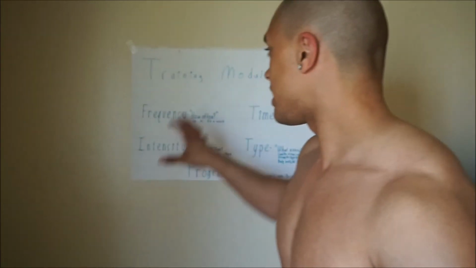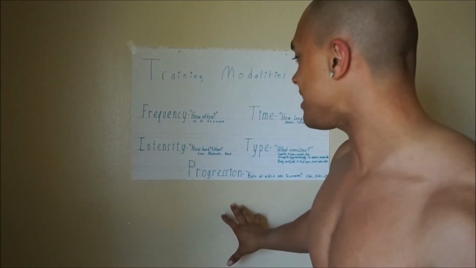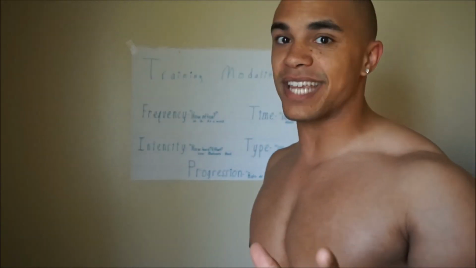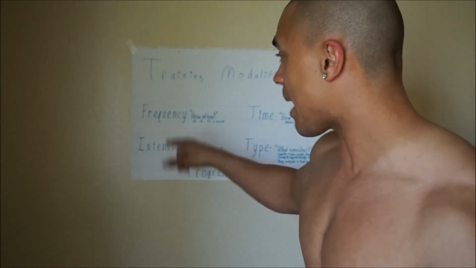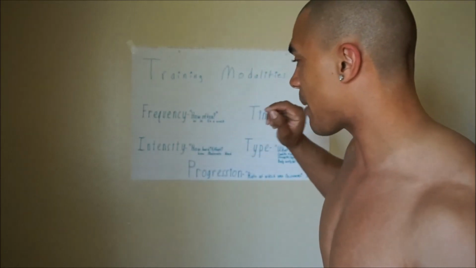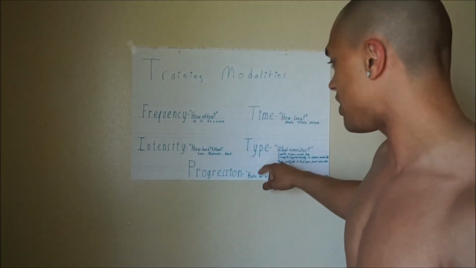So these are the 5 training modalities, and these are things that you must take into consideration. If you are really serious about reaching your goals, then you must be properly implementing these, okay? So you need to figure out the proper frequency for whatever you're doing, the proper intensity, the proper time that you need to be in there, type, and progression, okay? So, like I said, if you're very serious about whatever you're doing, make sure you're incorporating these.